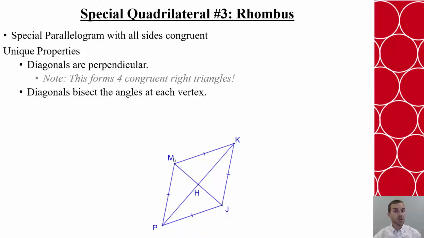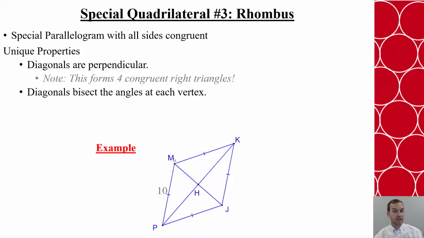Now, the third quadrilateral we'll talk about is the rhombus. This is another unique type of parallelogram where all the sides are congruent. And what makes this unique then is that the diagonals are perpendicular to one another, thus forming 4 congruent right triangles inside the rhombus. Additionally, the diagonals will bisect each of the angles at the vertices. So let's look at some examples.